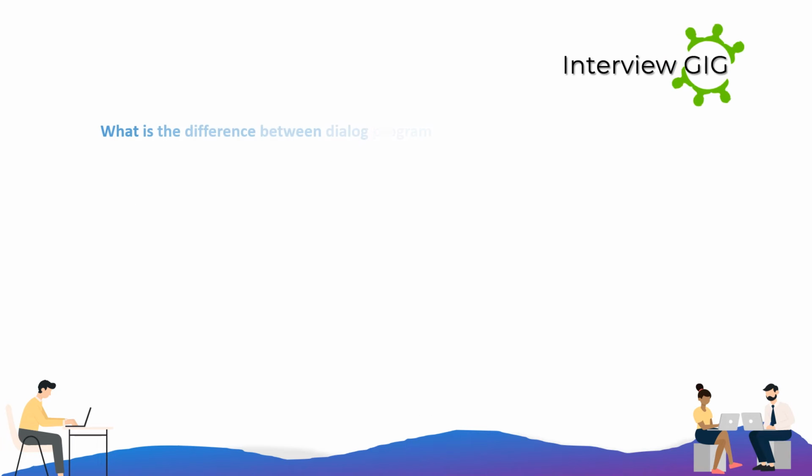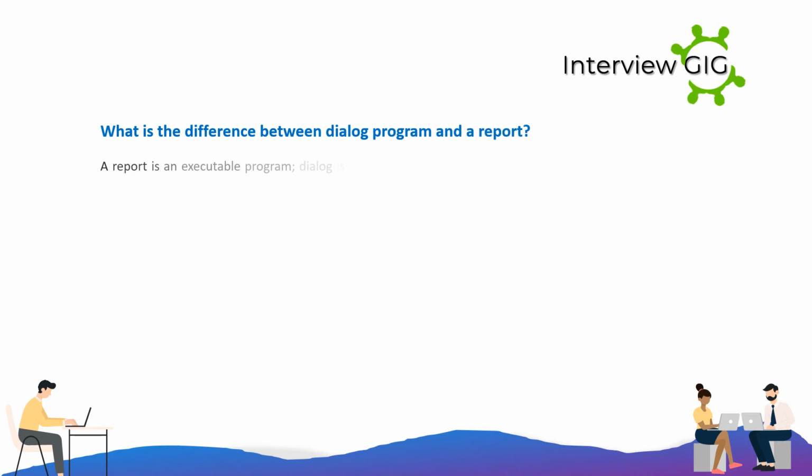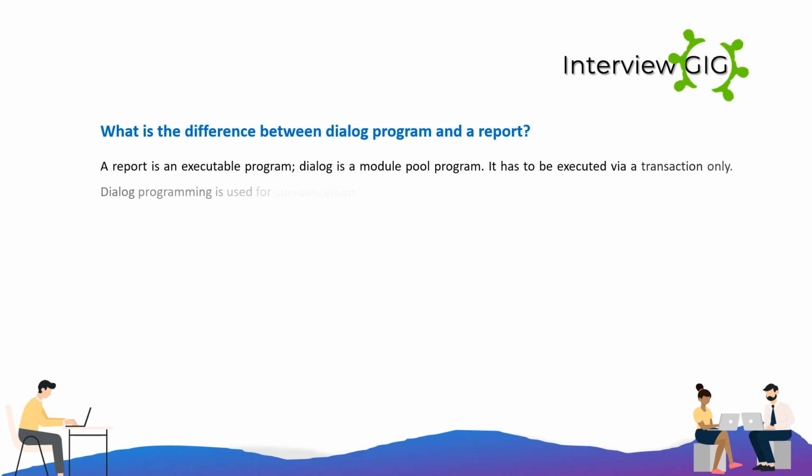What is the difference between dialog program and a report? A report is an executable program, dialog is a module pool program. It has to be executed via transaction only.